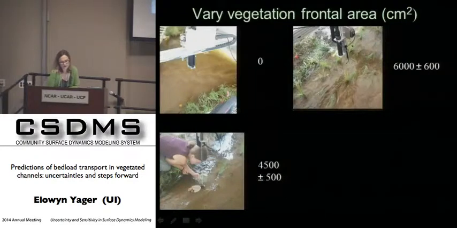We plant the vegetation in different densities, so we have 0% at the top, so just a sand bed, and we have two different vegetation densities by area shown in the bottom. We're planting juncus and carex, which is a clustered vegetation that pronates in the flow. It is natural vegetation, and it simulates more natural conditions we might expect in a real channel.